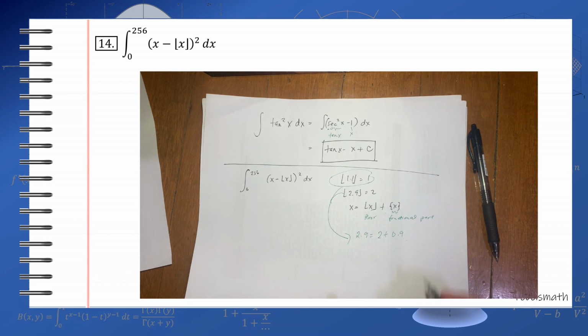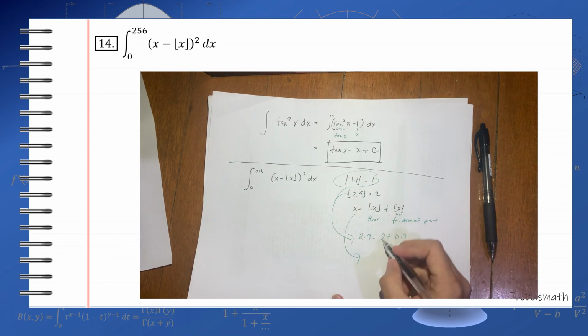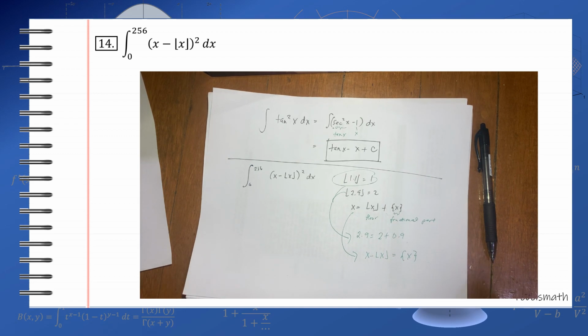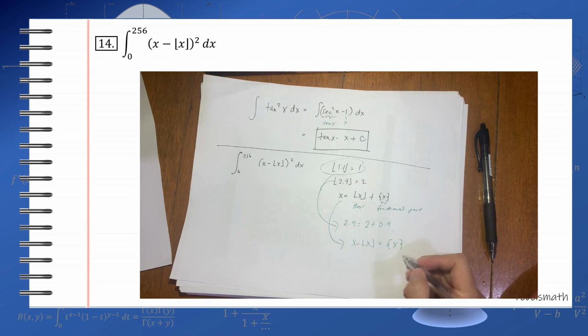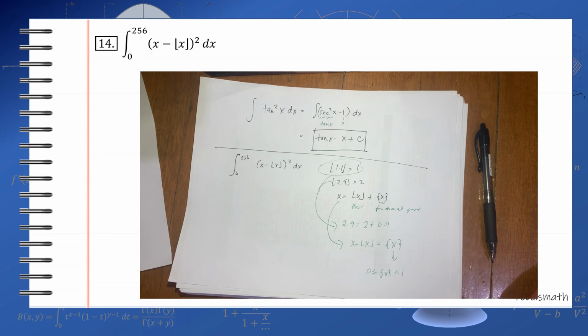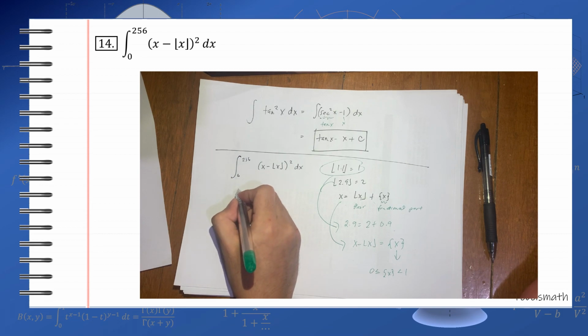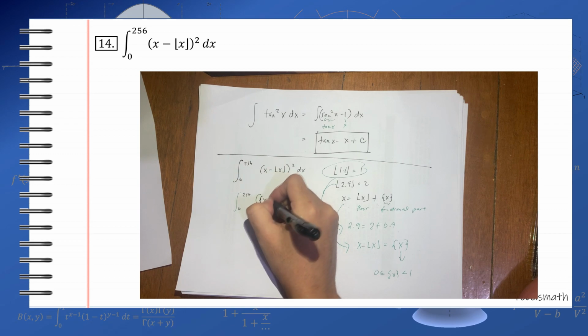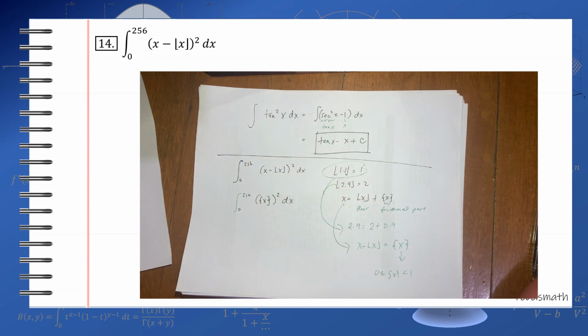Okay, so how does that help us? This can be rewritten: x minus floor x is equal to the fractional part of x. Now what's special about the fractional part of x? It is always greater than or equal to 0 but less than 1. So this becomes the integral from 0 to 256 of the fractional part squared dx.